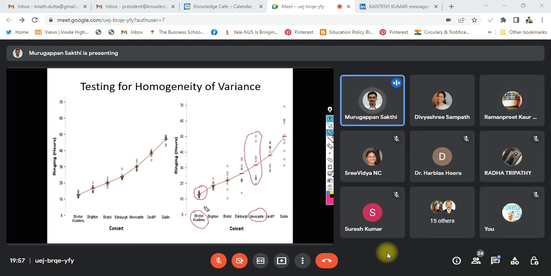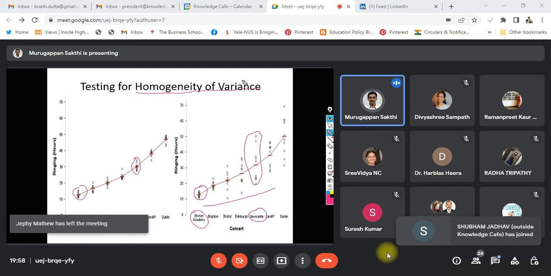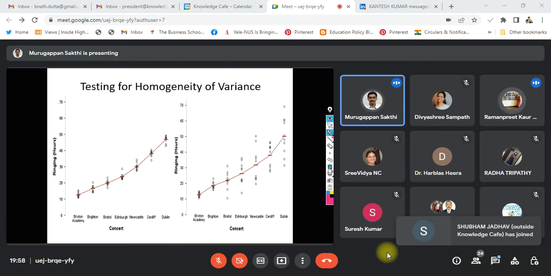In this case, there is no homogeneity of variance. See here, this is one data set and this is another data set. Tell me whether homogeneity is there. It's not exactly similar, but relatively it is similar. Yes, sir. This is all about homogeneity of variance. Whenever you are talking about two data sets, the variance of data set one and the variance of data set two are supposed to be more or less similar. If it is not similar, that particular data set is called a non-parametric data set.